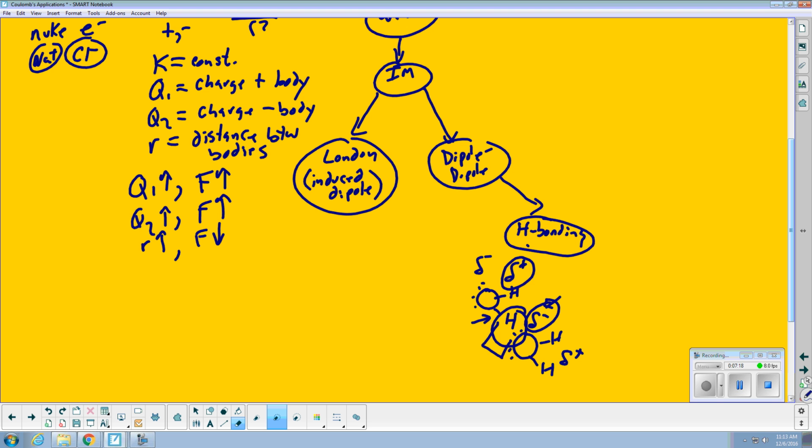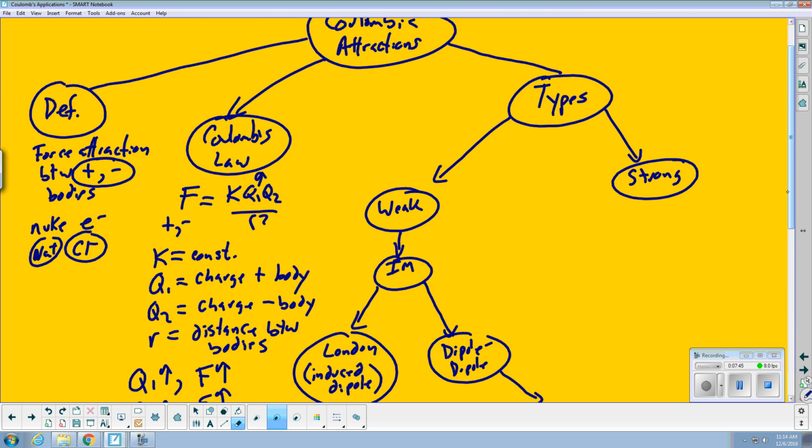And its strength is going to be driven by Q1, how strong this partial positive is, Q2, how strong this partial negative is, and R, how close those molecules get together. And so that explains the strength of my hydrogen bonding in terms of Coulombic forces. We'll get into this in more detail as we look at some of the questions. All right? But let's go up here to the other type.